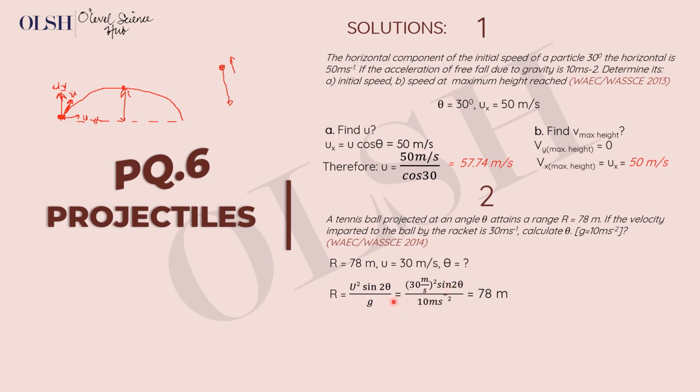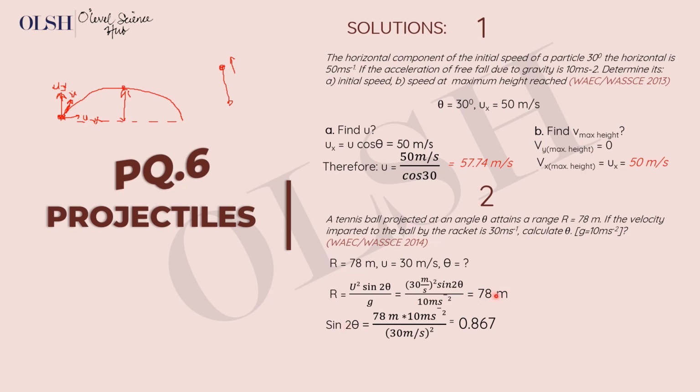So of course, the range we're given is 78 meters. This is just us bringing the value of range here. So R is equal to 78 meters and is equal to this. So we take out this part of this equation and we try to find theta. Of course, we make sine 2 theta the subject of the formula.